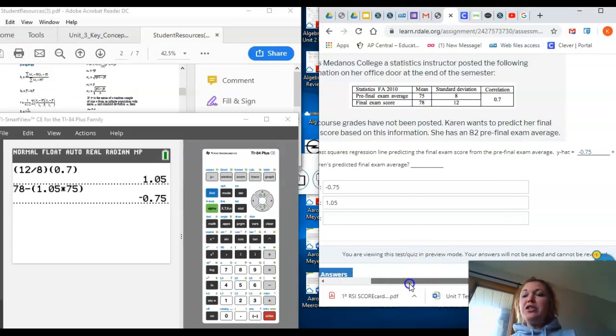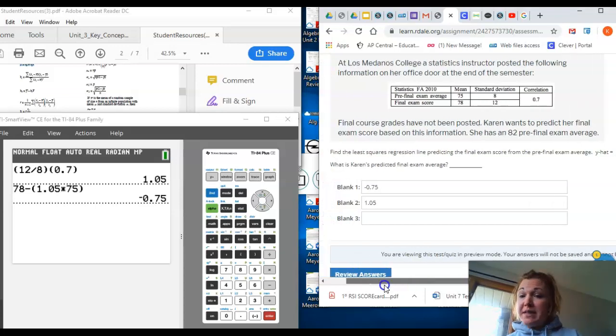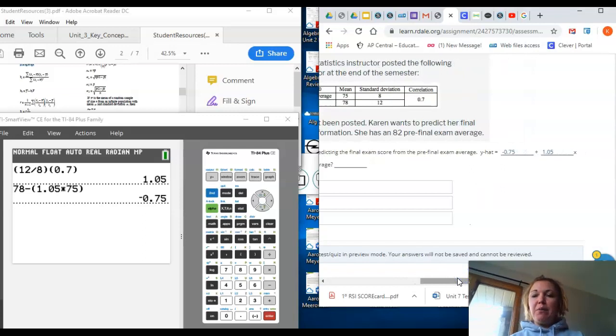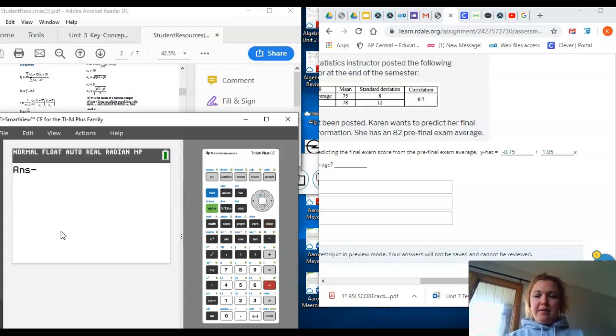Now, lastly, it's saying she has an 82 pre-final exam score. And then it says, what is her predicted final exam average? So let's look at that. We're just going to take negative 0.75 plus 1.05 times 82. Hit enter, and I get 85.35.